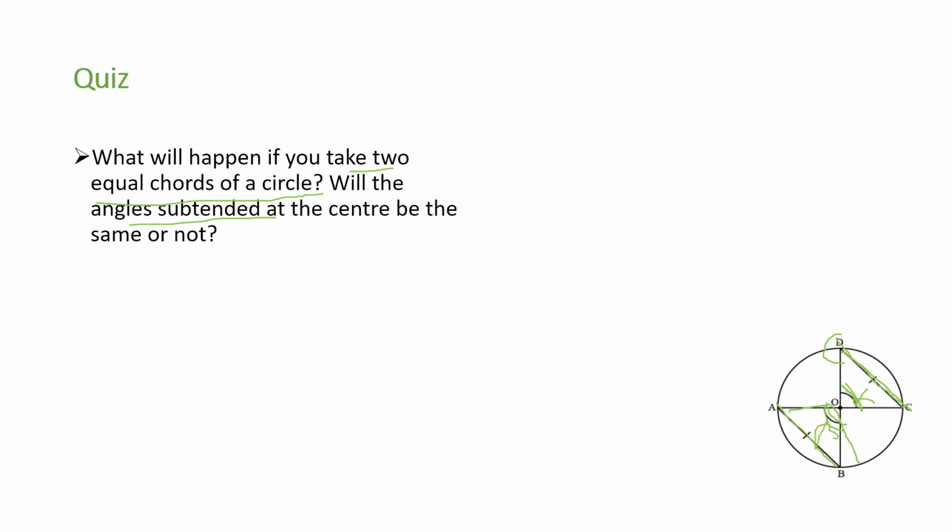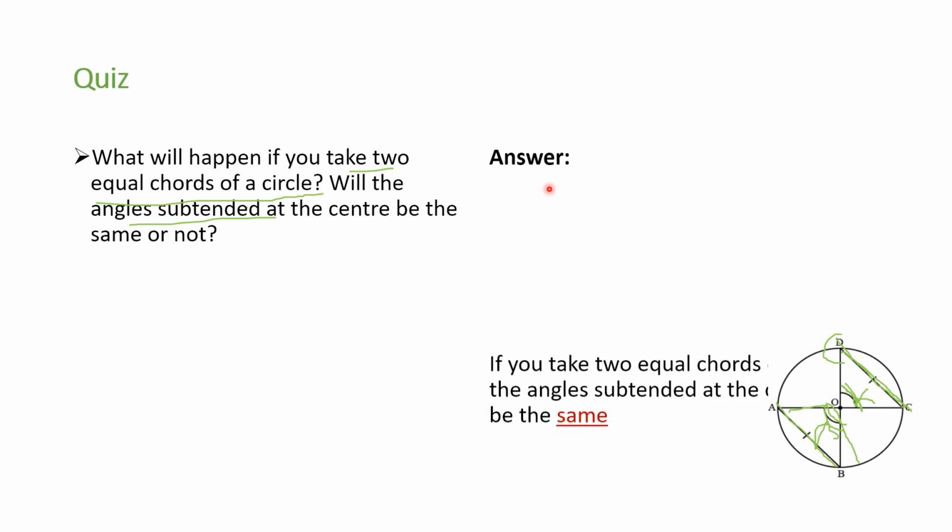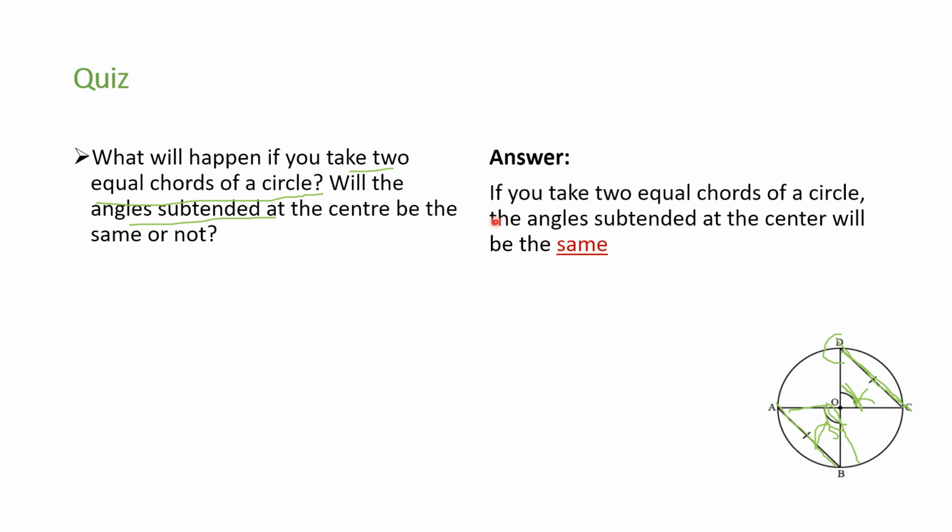Let's go for an answer now. Look at the diagram. If you take two equal chords of a circle, AB and CD, the angle subtended at the center will be the same. That's the takeaway. This angle is equal to this angle. The angles subtended by them will be the same.